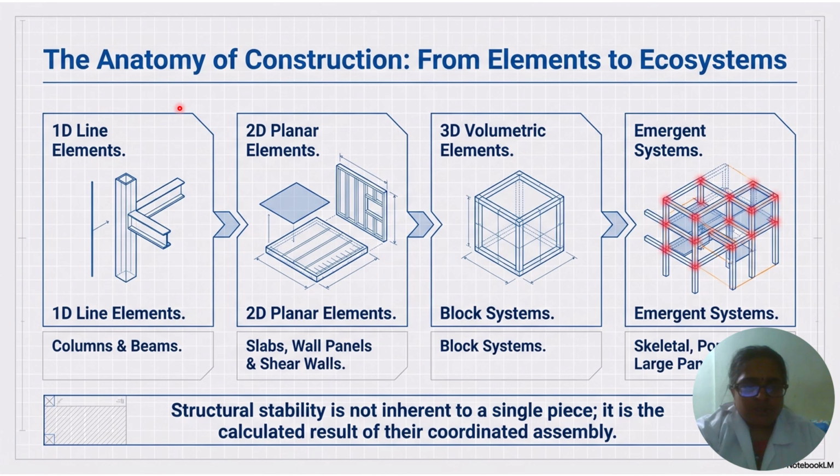The figure shows the anatomy of construction, that is from elements to ecosystem. One-dimensional line elements, which are called columns and beams, and two-dimensional planar elements, which are called slabs, wall panels and shear walls, and 3D volumetric elements called block systems, and emergent systems, that is skeletal and large panel systems. Structural stability is not inherent to a single piece. It is the calculated result of the coordinated assembly.